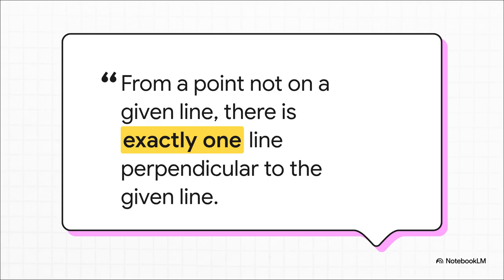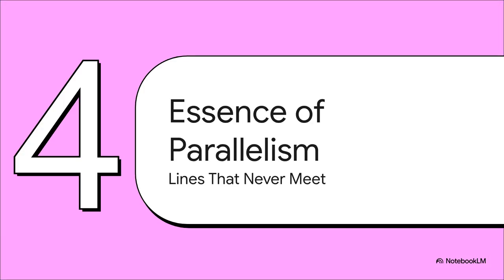This idea is what gives our geometric world its predictable, reliable structure. Okay, so we've looked at lines that meet perfectly. Now let's flip the script and look at their total opposite. Lines that exist in the same space but are destined to never ever cross paths. Welcome to the world of parallel lines.